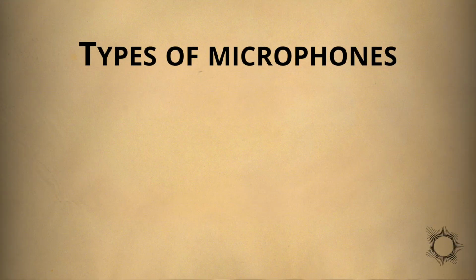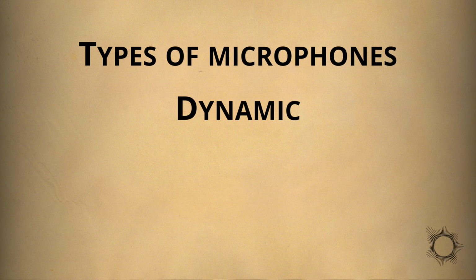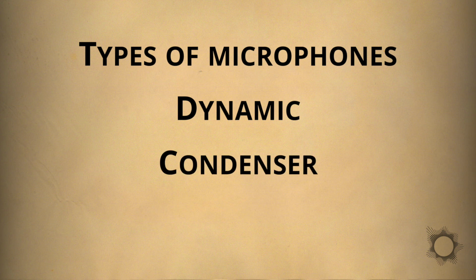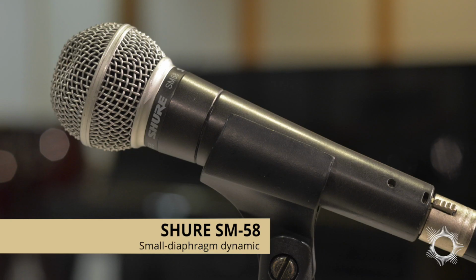There are three basic types of microphones that we use in a typical recording session: dynamic, condenser, and ribbon mics. Dynamics include, for instance, the well-known Shure SM58 vocal mic. They are simple in design and usually handle loud sources well.